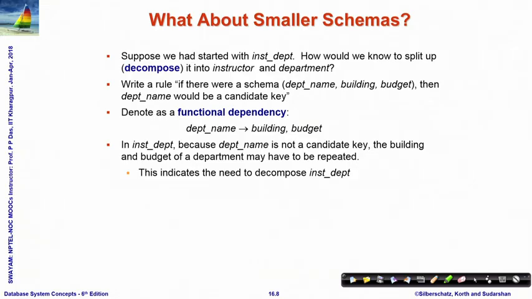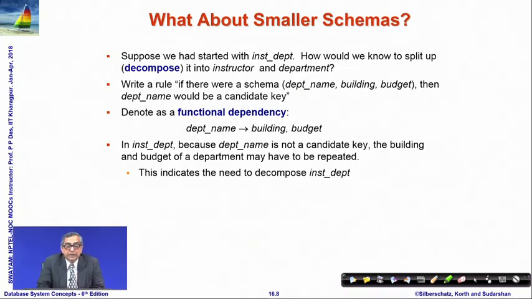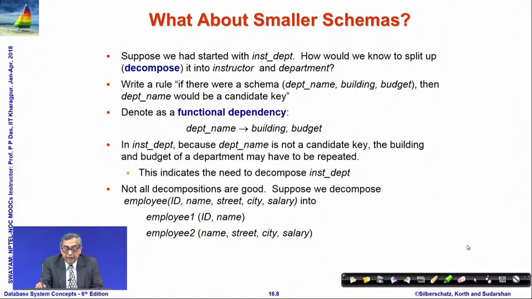It does not decide the records of ins_dept uniquely. So when the values of this attribute, department name, are duplicated or triplicated, the values of the building and budget are repeated and we have the redundancy. This is a very common situation, which is indicative of the fact that we need a decomposition into smaller relations.